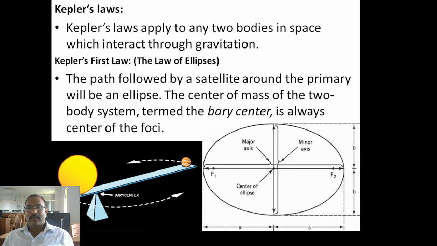Here this is the center of the ellipse, and this distance is the major axis, and this is the minor axis. From the diagram, the distance a will be half of the major axis. This point is the barycenter, the center of mass of the two-body system. This is about Kepler's first law.